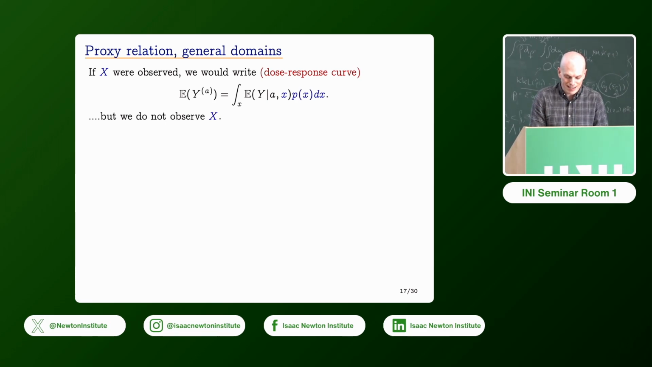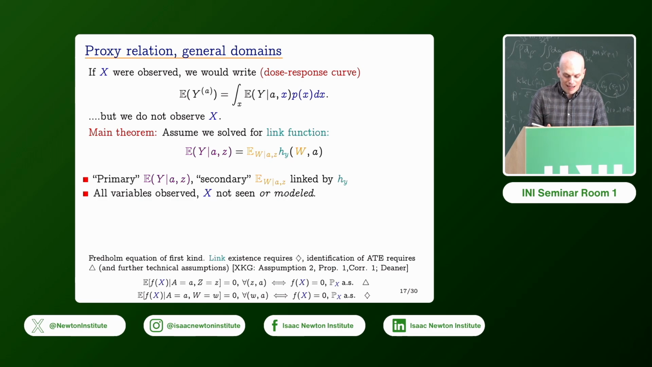We don't observe x. However, let's say that we've solved the following Fredholm equation. This is saying the expectation of w given a, z of some function, so now it's a function, not a matrix, of w and a, is equal to the mean of y given a and z. So the conditional expectation of this function here is equal to y. This is the continuous valued analog to the matrix equations that we introduced earlier.